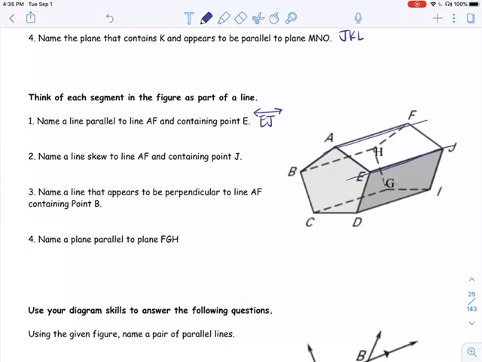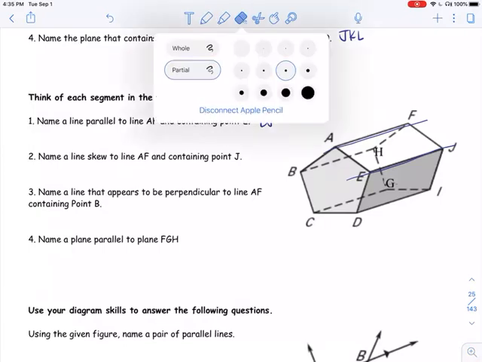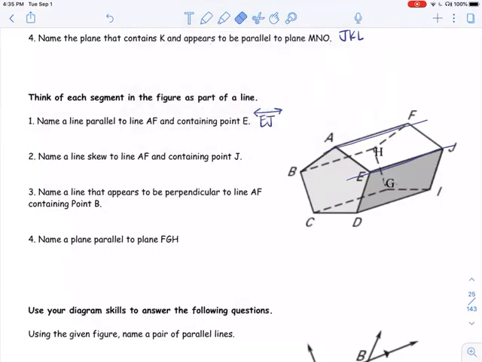Name a line skew to AF that contains point J. So if I back this off, then if I contain point J, it would have to be this line here, line JI. And name a line that appears to be perpendicular to AF that contains point B. So that would be BA.